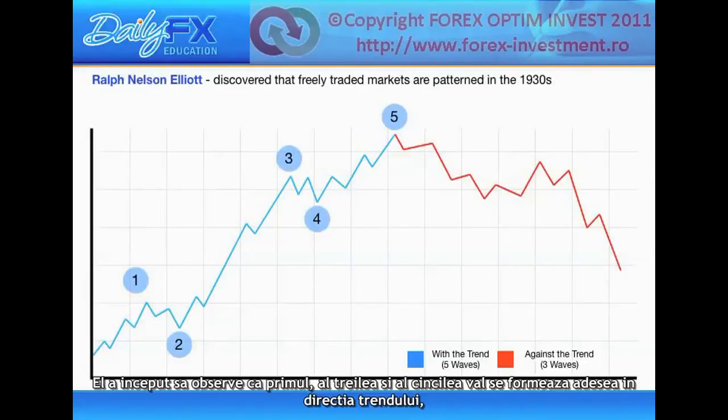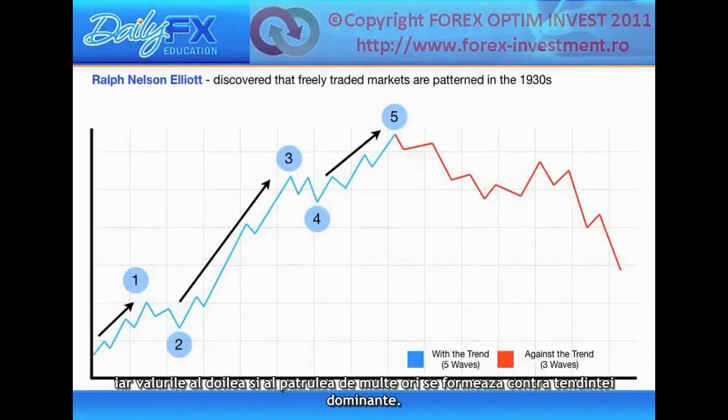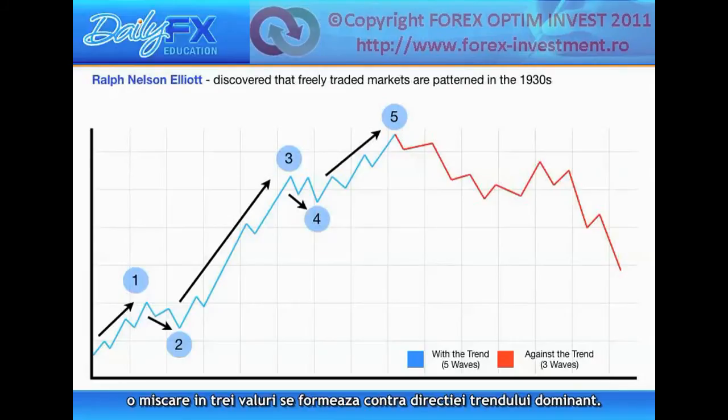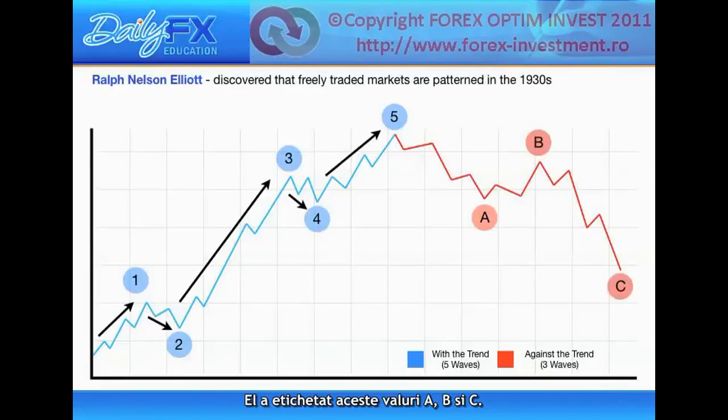He began to notice that the first, third, and fifth waves often formed in the direction of the trend, and the second and fourth waves often formed against the prevailing trend. Next, Elliott noticed that after a 5-wave move in the direction of the prevailing trend, there was a 3-wave move in the counter-trend direction. He labeled these waves A, B, and C. From this simple discovery, Elliott appeared to be onto something quite useful.